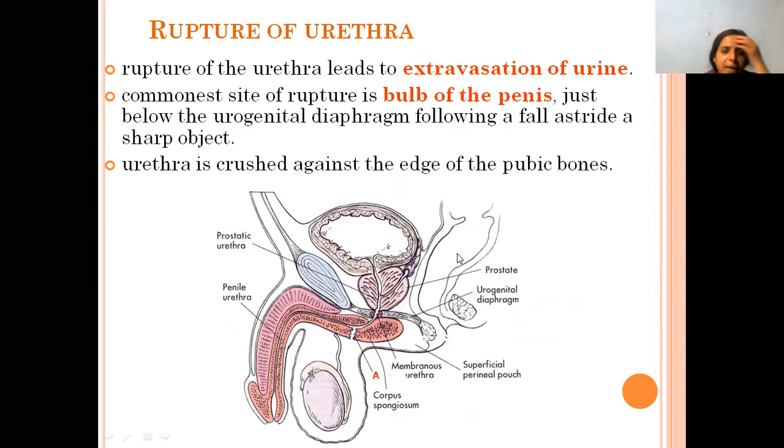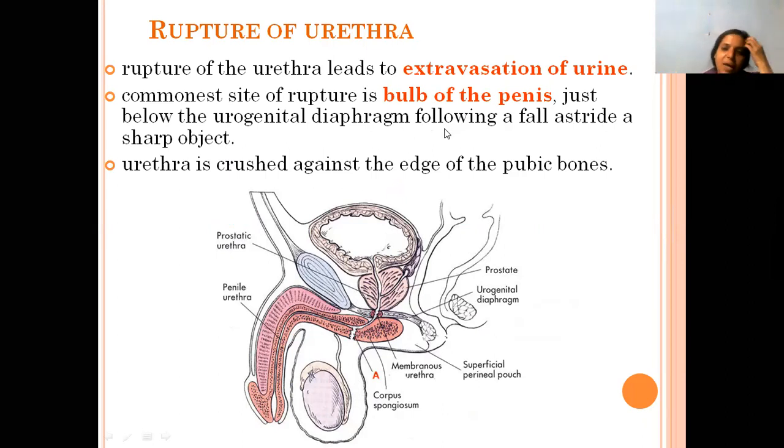Coming to the applied anatomy, sometimes if we are not doing catheterization properly in a hospitalized male patient, the urethra may rupture. When the urethra is ruptured, the urine will extravasate. It may get collected in the scrotal sac like this. That's what is extravasation of urine. It may rupture in the bulb of the penis, just below the urogenital diaphragm.